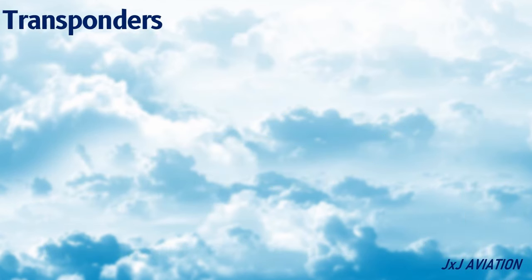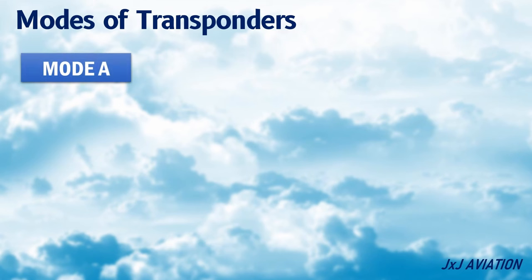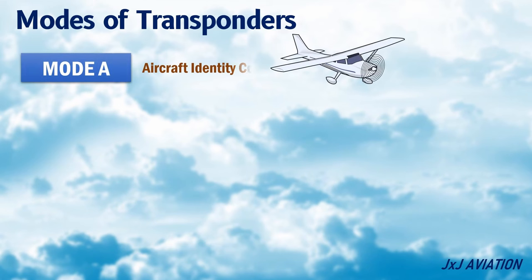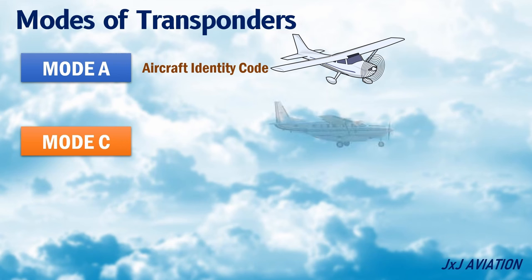Modes of transponders. Mode A. This transponder only sends an aircraft identity code. Mode C. This transponder sends the aircraft's altitude information.